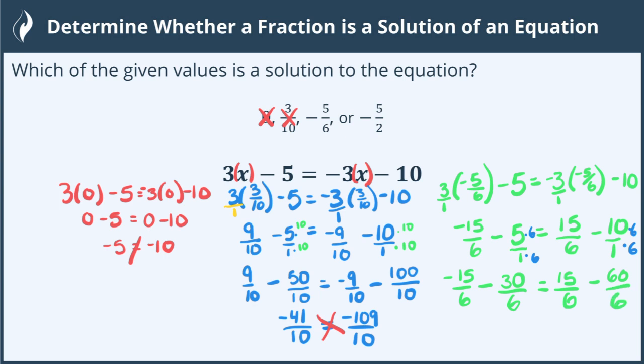And then I have negative 15 minus 30. That gives me negative 45 over 6. And then on this side, 15 minus 60 is negative 45 over 6. And that tells us something. Negative 45 over 6 does equal negative 45 over 6. So that tells us our fraction negative 5/6 is correct. It is the solution to our equation because this holds true.